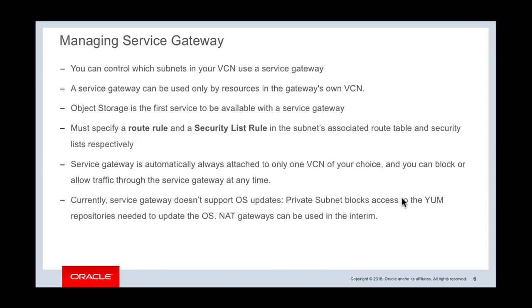Currently, one of the things that we have seen is that the service gateway doesn't support the OS update, so you cannot get to the YUM repositories via the service gateway. For instance, if your database is in a private subnet and you need to update your OS, if you just have a service gateway, this would not work. This is coming up in the future, but in the interim, you can use a NAT gateway.